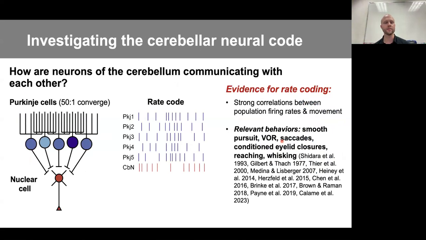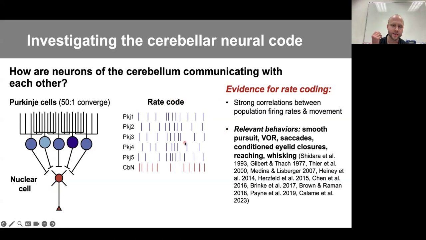In order to understand how neurons of the cerebellum are communicating with each other, especially the principal cells, we need to consider one fact, and that's that Purkinje cells are highly convergent onto cells of the cerebellar nuclei. The convergence ratio that's been described has been on the order of 50 neurons to every single nuclear cell. This provides the circuit with a capability of transmitting information in multiple ways. One way that has been described is through a rate code, and I'm showing you that here in the middle.